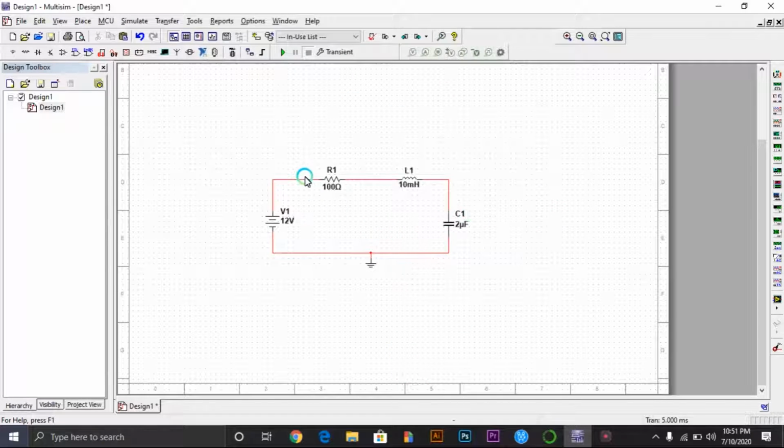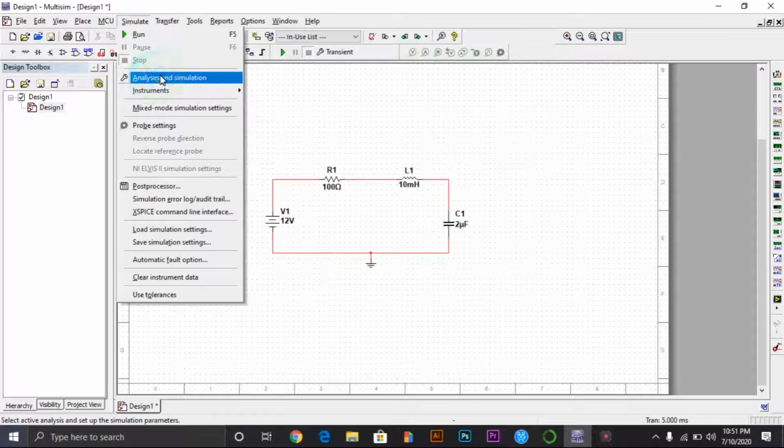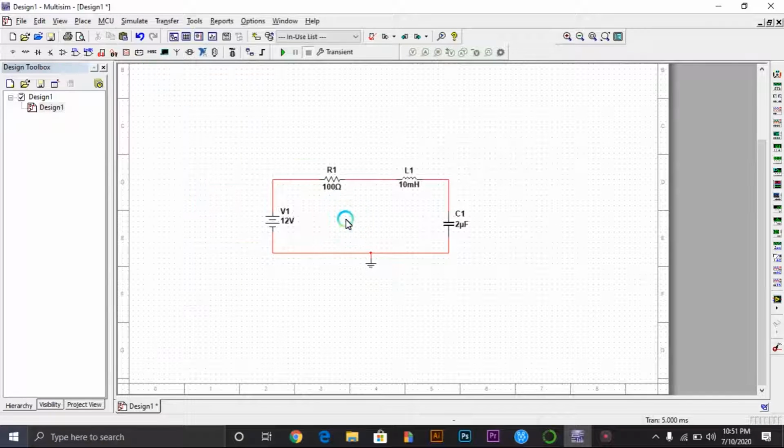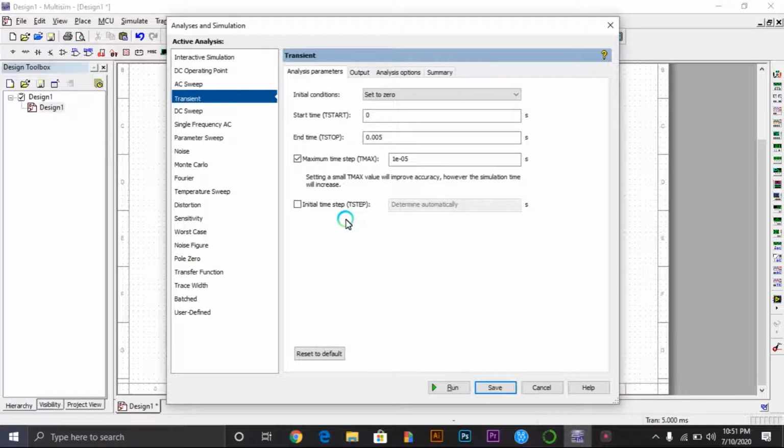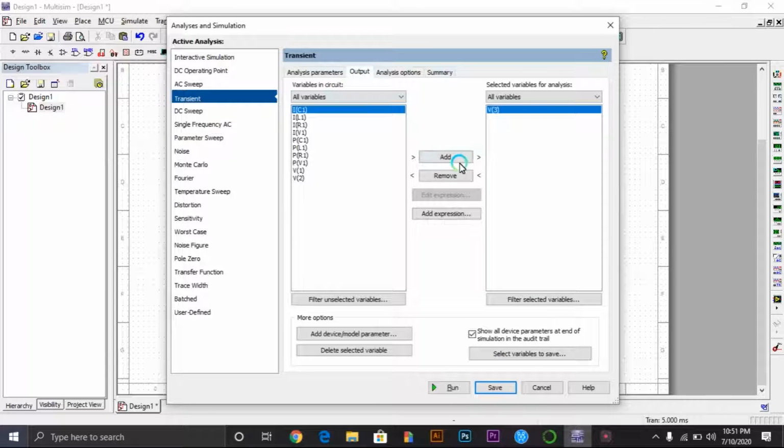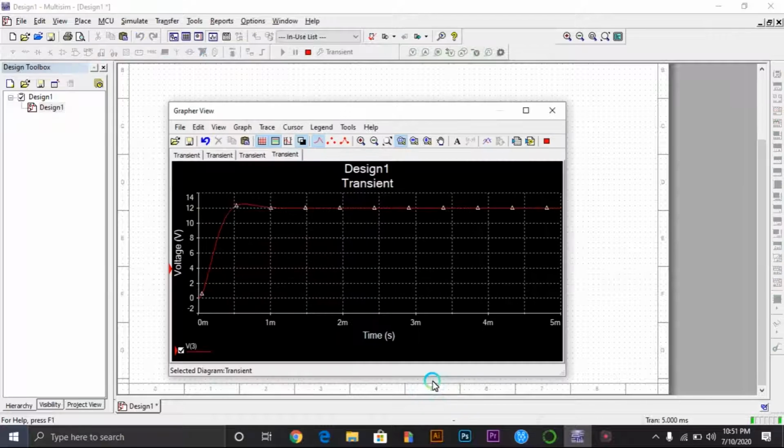Okay, let's go to simulate, analysis and simulation. Initial condition set to 0, time 0.005. In output at V3 volt, we are seeing the voltage across capacitor. So at V3 and let's run. This is the critical response.